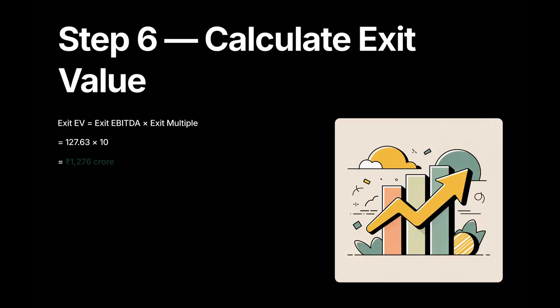Step 6. Calculate exit value. At exit, value the company again using the exit multiple. If you exit at 10 times EBITDA, and EBITDA in year 5 is 127.63, the exit enterprise value becomes about 1,276 crore.